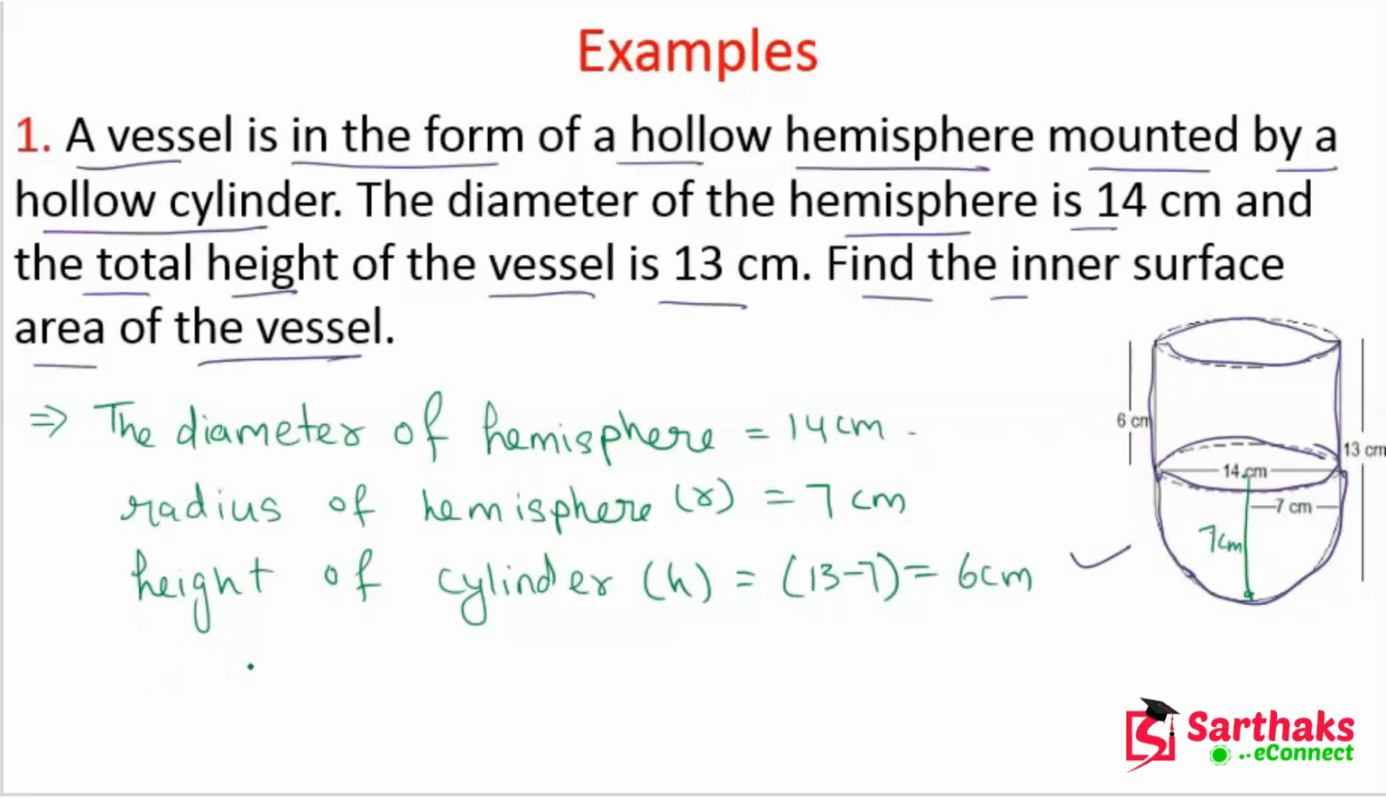Okay, we know that the radius of the hollow cylinder. So what is the radius of the hollow cylinder? The radius of the hollow cylinder is the radius of the hollow hemisphere. So this will be 7 centimeter.